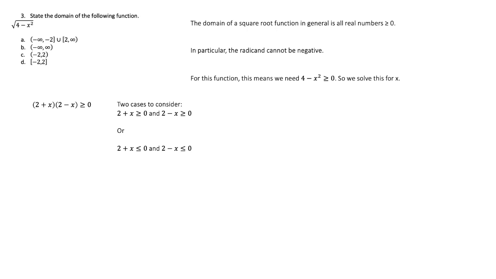Factoring, we have two cases to consider. Either both factors are positive or both factors are negative. In case 1, we see when we solve for x that -2 to 2, the closed interval, is the domain. Case 2, we get x is less than or equal to -2 and greater than or equal to 2. That's not possible. So we know that the domain is the closed interval from -2 to 2.